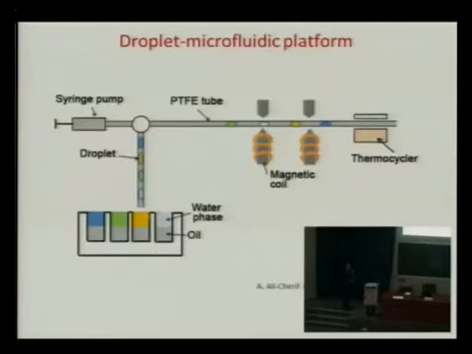So this is the platform that we are using. It is pretty simple. Basically, there is a syringe pump that is synchronized with a robot for the generation of the train of droplets. And then these droplets are driven between two magnetic tweezers that we use to manipulate the magnetic beads inside the droplet. And then finally, the droplets are driven to a homemade thermocycler that is adapted for droplet technology.